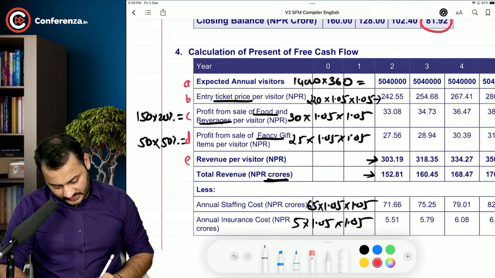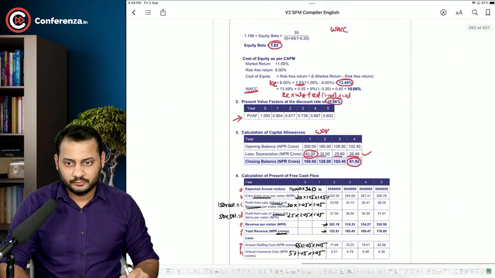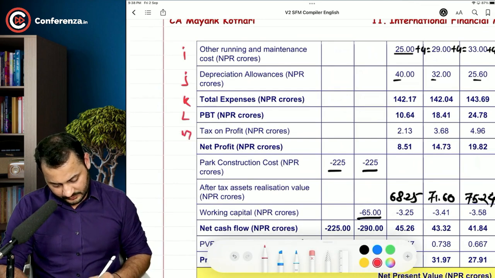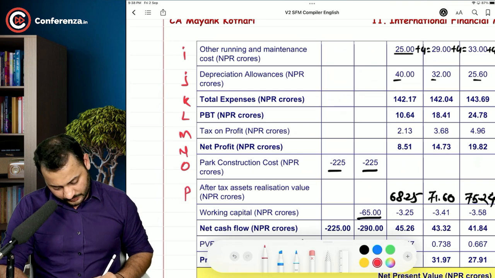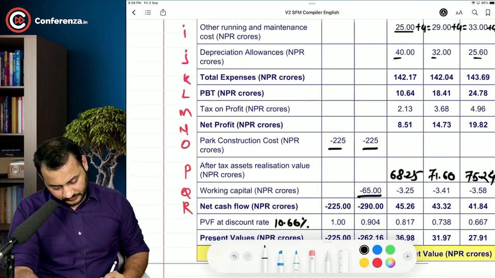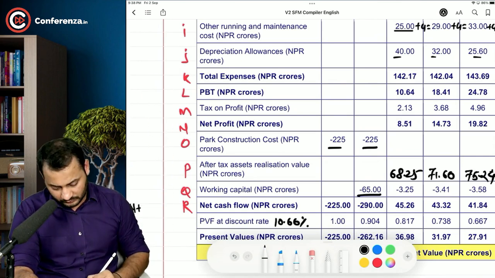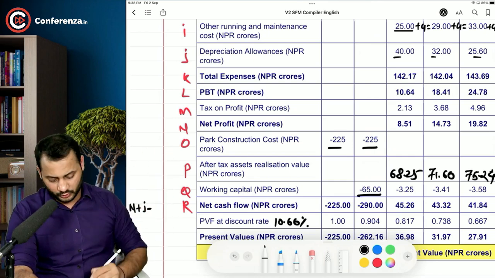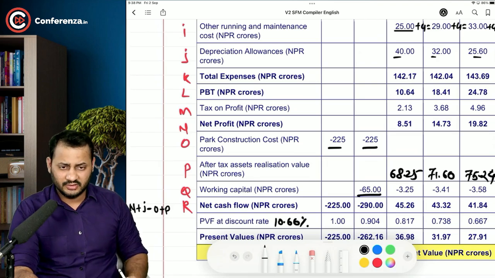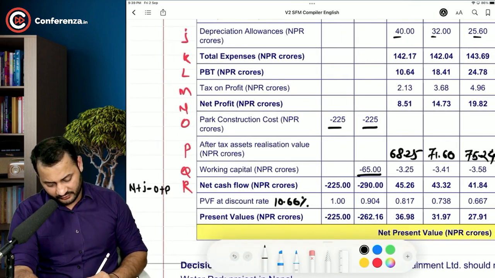A, B, C, D, E, F, G, H, I, J, K, L, M, N, O, P, Q. So, what is the total of R? Let me just do the working here. So, we took net profit N plus depreciation J minus construction cost O plus realization value P and less working capital. Basically speaking, we can add all of them because the minus sign has already been given here. So we can add everything.